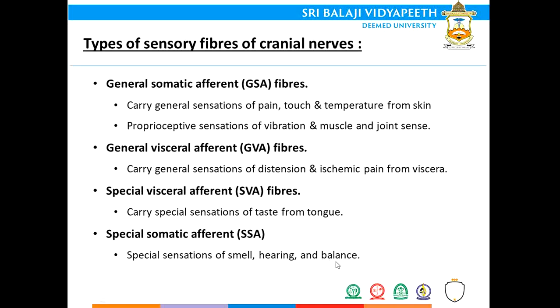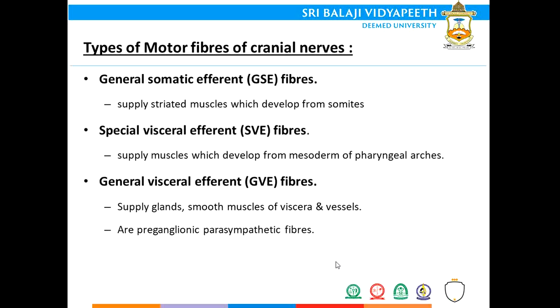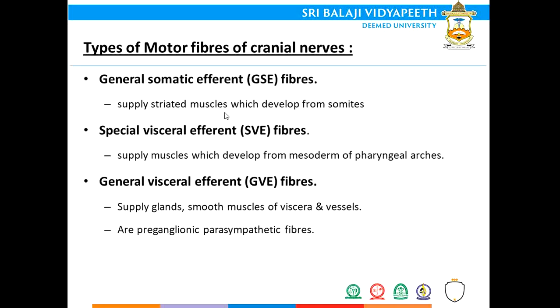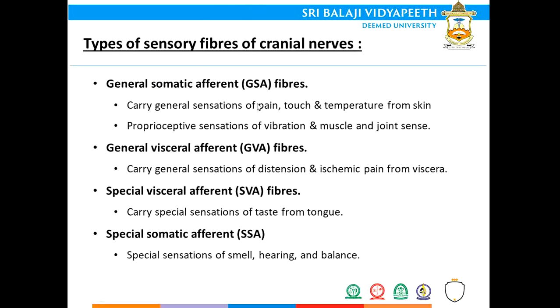So whenever we talk about any cranial nerve, they will have certain functional components. They can have either a motor component, or a sensory component, or both motor and sensory. All cranial nerves will be carrying either motor fibers, or sensory fibers, or both. So whatever cranial nerve we are talking about, definitely there will be some functional component.